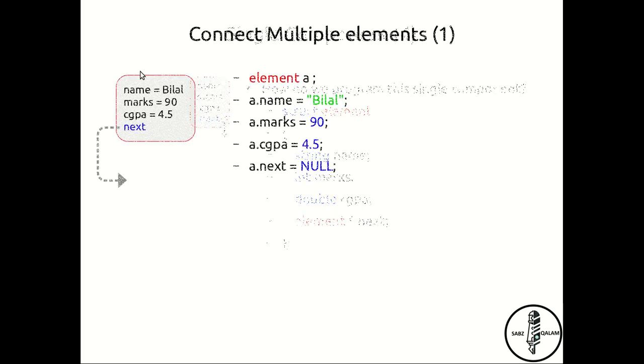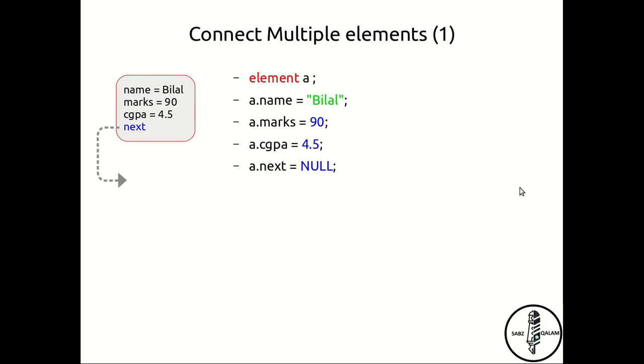Let's consider an example. Here we have name Bilal, marks 90, CGPA 4.5, and something that points to, right as of now, nothing. So here you have element A. You can access individual components of a structure using the dot operator. So A dot name has been assigned Bilal, A dot marks 90, A dot CGPA 4.5, and A dot next has been assigned null. Null is a reserved word which technically means nothing. So next is not really pointing to anything. This is one way you can program a single component of a linked list.